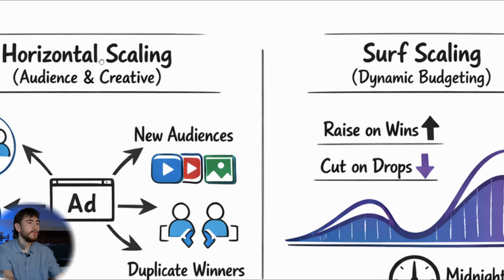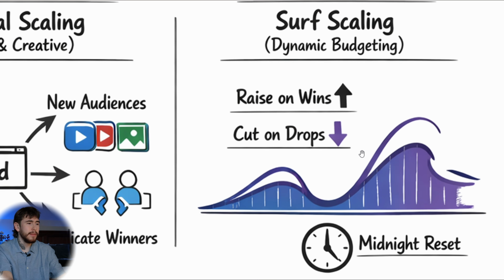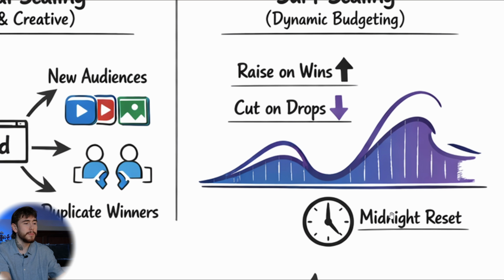And last but not least, we have the surf scaling method. This is where you watch your ad performance like a hawk and you can actually increase your budget every single hour of the day. Because with this method, your ad budget is adjusted, it's lowered and raised daily based on performance. So you want to increase your ad budget every single day during peak sales times and decrease it when performance starts to die down. And typically most media buyers like to reset their entire ad budget every day at midnight. So you can restart this process over and over again every single day.